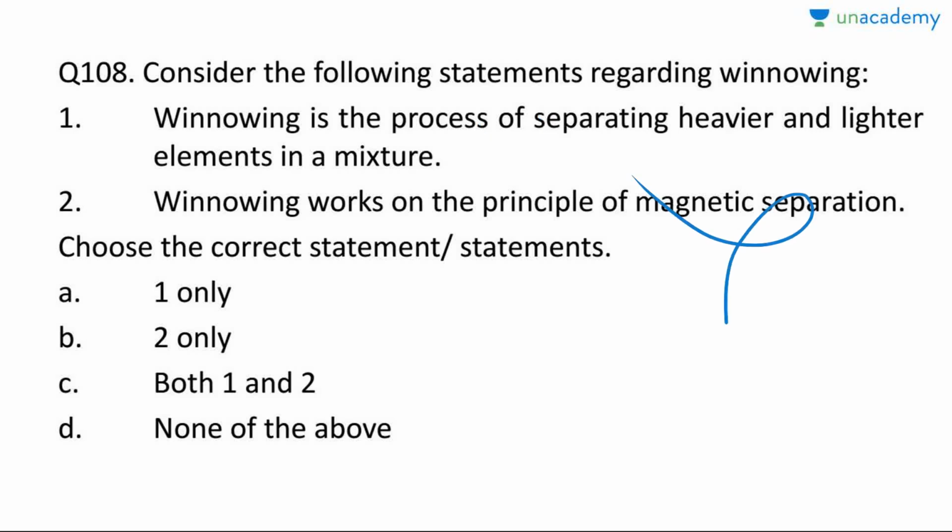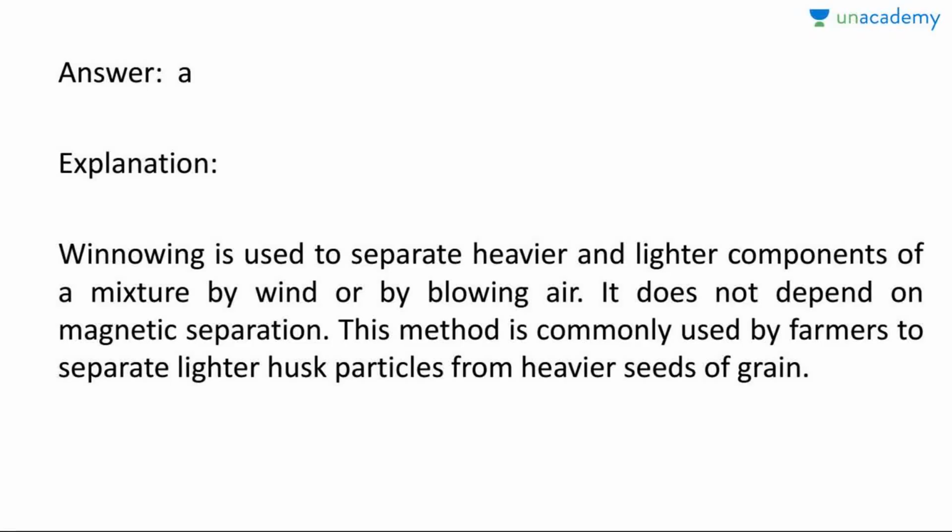There is nothing magnetic about it. It's simply like the lighter particle goes away with the wind. Their answer is A, one only. So winnowing is basically used to separate heavier and lighter components of a mixture by wind or by blowing air. It does not depend on magnetic properties whatsoever, and it has been going on for the last 2000 years.